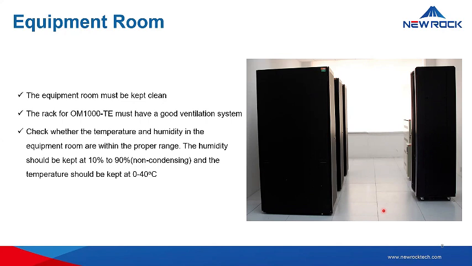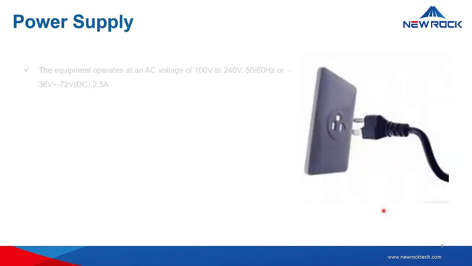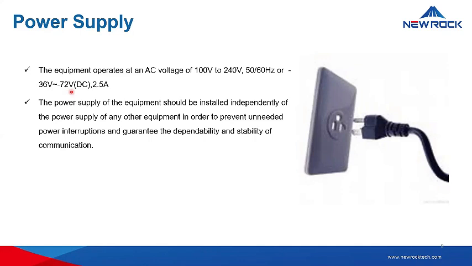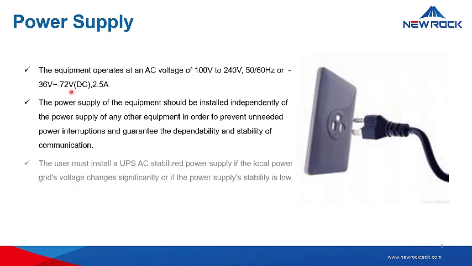Again, with regards to the room, you need to maintain cleanliness and minimize any potential interference. With regards to power supply, the equipment operates at an AC voltage of 100 to 240, or for the DC, negative 36 to negative 72 VDC, at 2.5 amperes. The power supply of the equipment should be installed independently of the power supply of the other equipment. This is to guarantee the stability and dependability of the communication system.